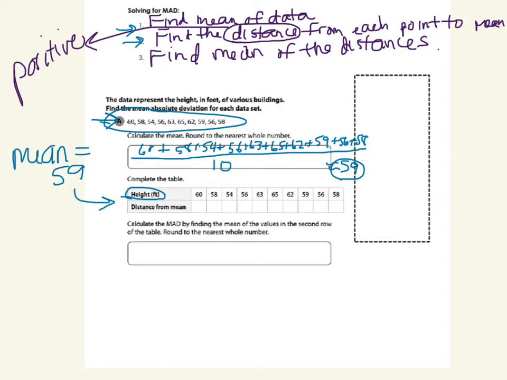So the distance from 60 to 59 is just 1 away. 58 to 59, it's 1 away. I want to stop there and show you, even though 60 is 1 higher than 59 and 58 is 1 lower, neither of them are negative because we're just finding out how far away they are. They're both the same distance away. 54 is 5 away. 56 is 3 away. And you can keep filling these in as I go.